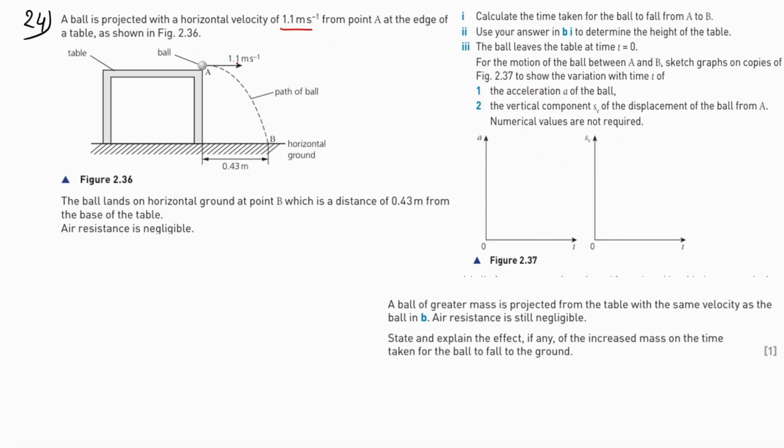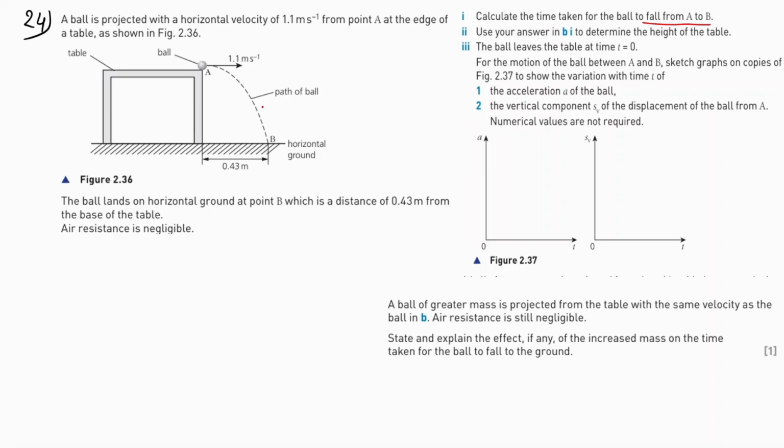The ball is going from here. They have given us an initial velocity, which is horizontal only, and it is going to be at B after some time, and it will cover a distance of, I think, 0.43 meter. They have also described the path of the ball. Now, part a says: calculate the time taken for the ball to fall from A to B.